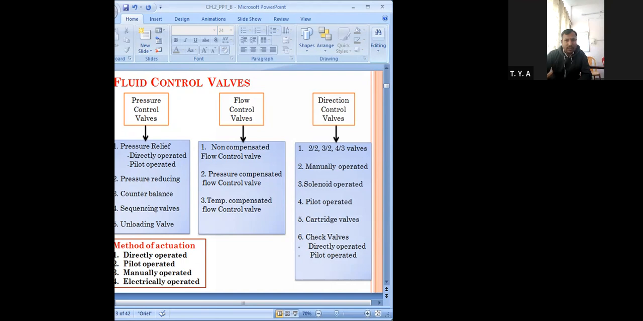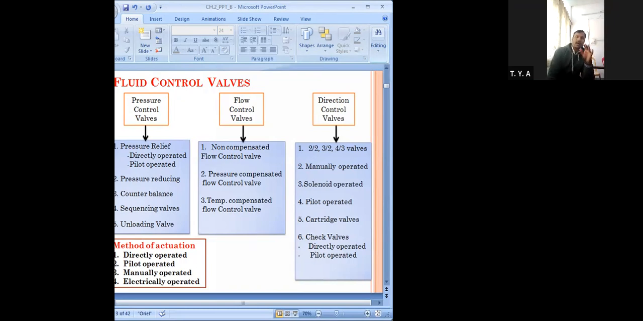Here we also have the types of pressure control valve. Pressure control valves are classified mainly into pressure relief valve, pressure reducing valve, counterbalancing valve, sequencing valve, and unloading valve. Each and every valve we are going to discuss in detail, its working and operation along with the figure and the standard symbol also. Then flow control valves are again classified into three: non-compensated flow control, pressure compensated flow control, and temperature compensated flow control. In detail we are going to discuss.